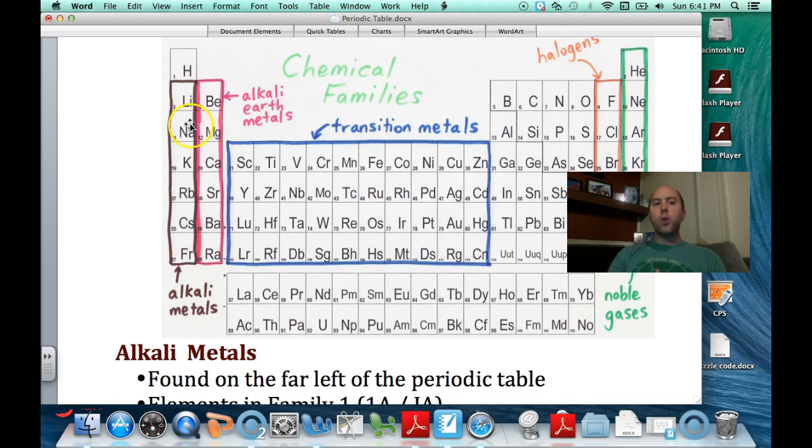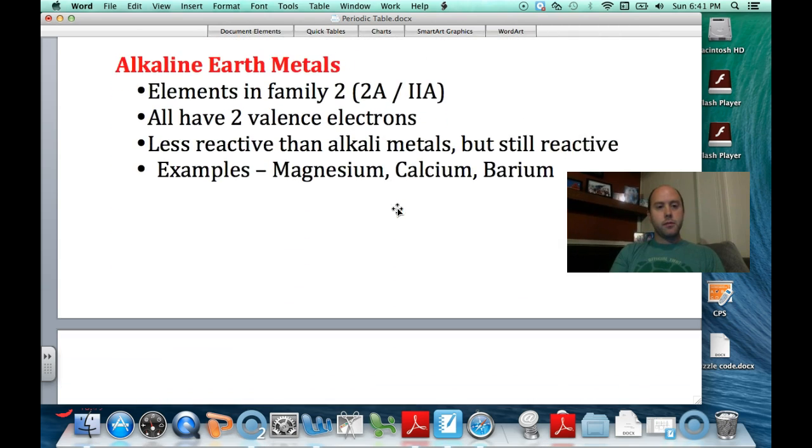You would never want to wear an alkali metal for jewelry, because if that touched your skin and your skin was wet, it would explode, it would react. You don't want to wear jewelry that blows up. That's why we use transition metals, because they're unreactive for the most part.